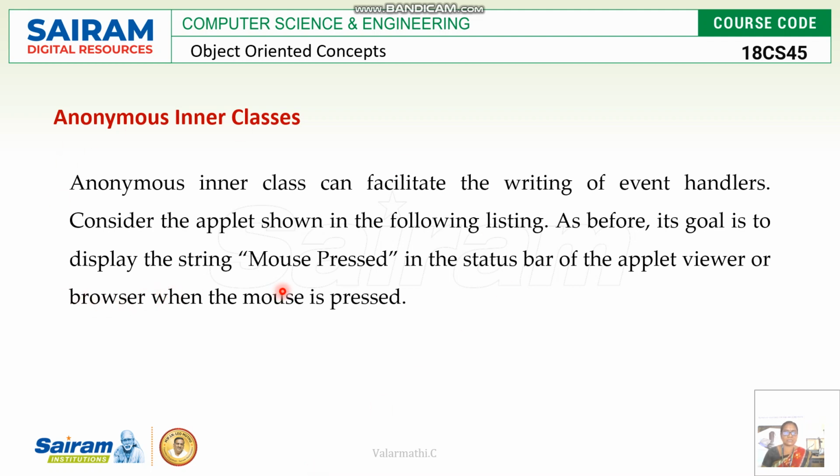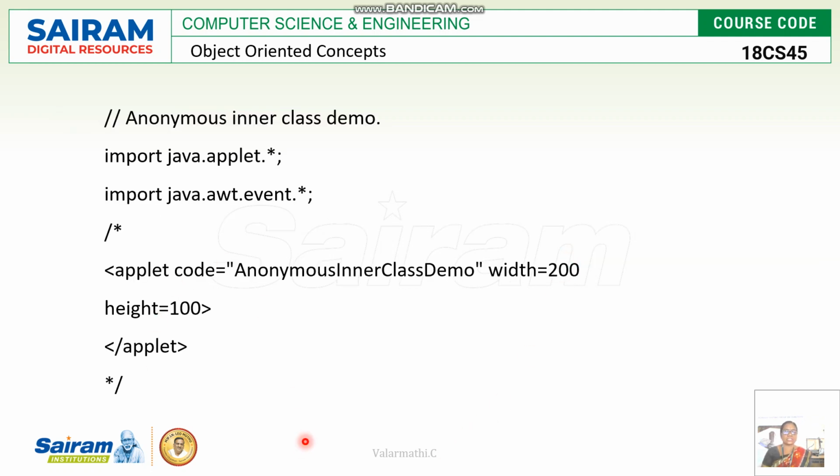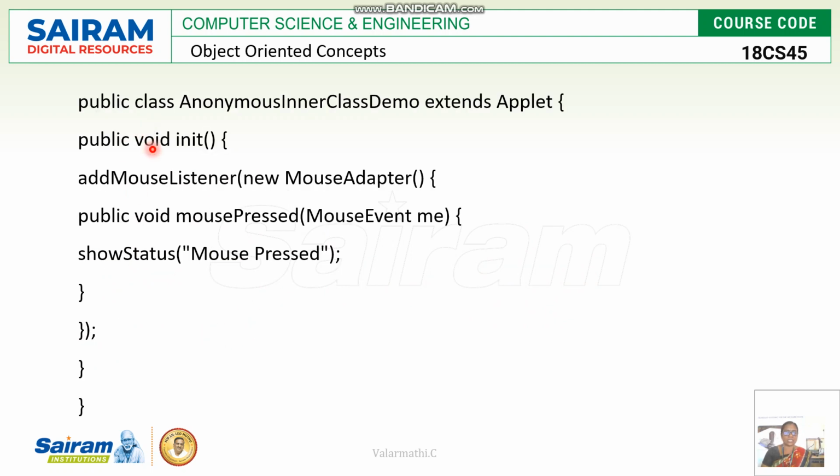The message we are passing in the previous example is mouse pressed. That will be considered as the status. So what we can do is show the mouse pressed message in the status bar of the appletviewer whenever the mouse is pressed. This is called an anonymous inner class. This code has been written with the applet with a width of 200 and height 100. Whenever the applet is initiated, we need to add the mouse listener. When the mouse is pressed, it will show the status of mouse pressed.